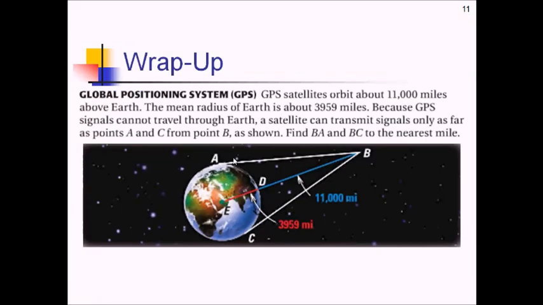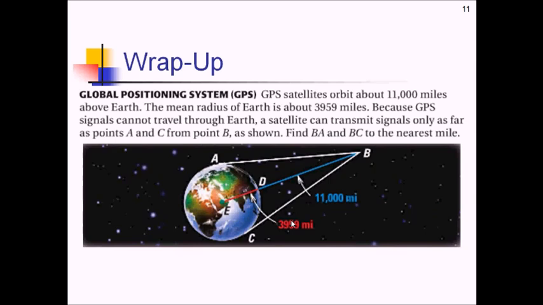To wrap this up, we're going to do a real-life problem that incorporates all of the wonderful tangent theorems we've just talked about. So GPS satellites orbit about 11,000 miles above Earth. The mean radius of Earth is about 3959 miles. Because GPS signals can't travel through Earth, a satellite can transmit signals only as far as points A and C, as shown in the diagram. We want to find the length of BA and BC to the nearest mile, so we can figure out how far this GPS can transmit signals. So pause the video and see how far you can get on this one.